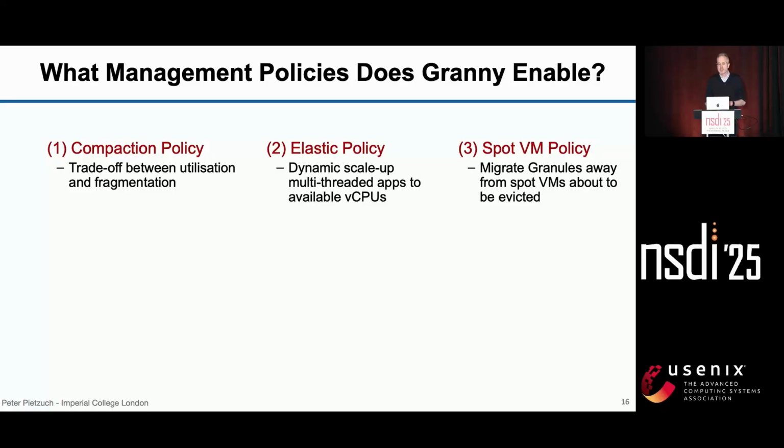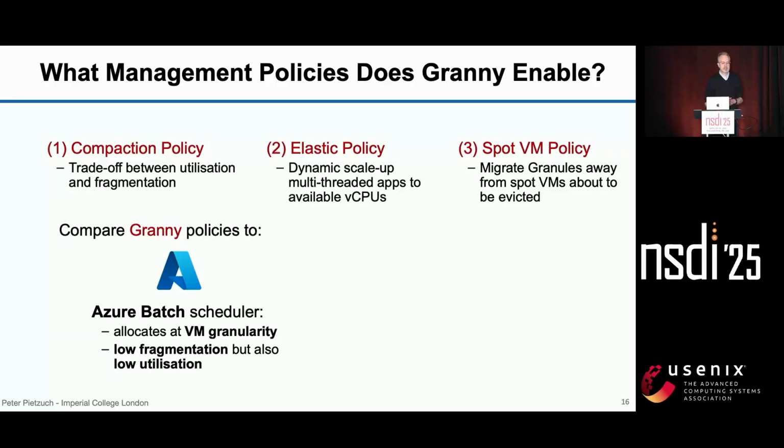So what are the management policies that Granny now enables? In the paper, we discussed three different policies. One is a compaction policy that looks at this trade-off that I've introduced between utilization and fragmentation. Another one is an elastic scaling policy where we're dynamically scaling up multi-threaded applications when extra vCPUs become available. And the final policy is a spot VM policy where we're migrating granules away from spot VMs that are about to be evicted. And we're comparing against various baselines.